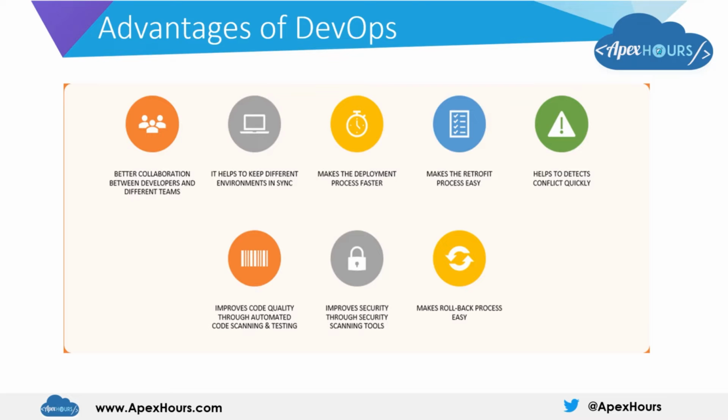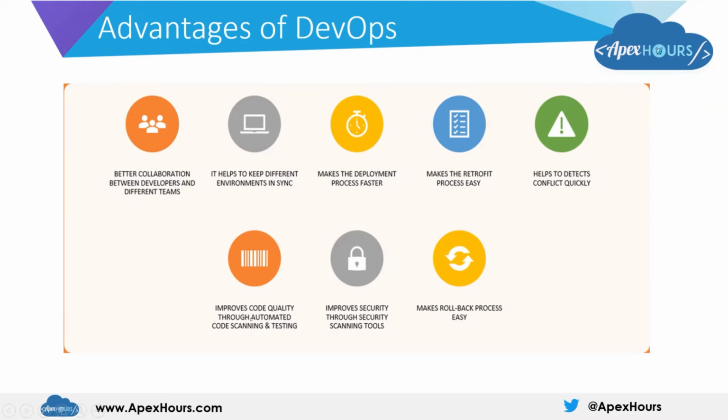And since we can implement automated deployment, it also helps to keep different environments in sync. You don't take much time to deploy your changes to any of the sandboxes. Because of that, the deployment process will be faster also. And even the retrofit process can be easier utilizing DevOps, meaning once you deploy something to production, there might be many other environments to which you need to deploy the same code or same components. So when you have a repository, it is easy because you can directly deploy that repository to other environments or sandboxes also.